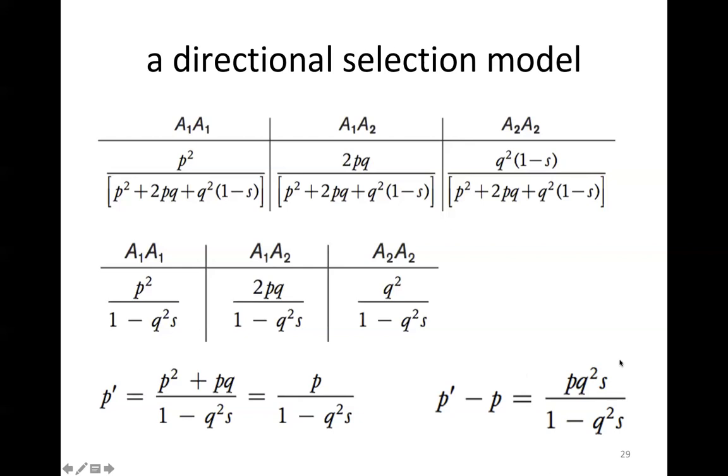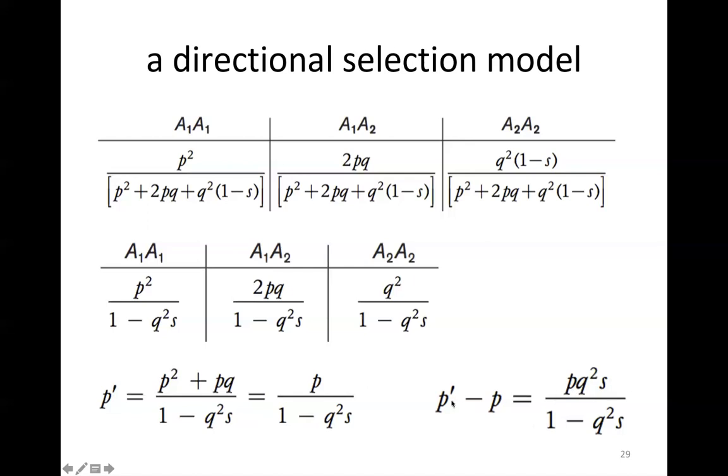It depends on p, as you see, and q is just 1 minus p. So it depends on the allele frequencies. q is not something independent. It depends on p, and it depends on s. The higher the s, the larger the value here will be, and the higher the s, the smaller the denominator will be. So the stronger the selection coefficient, the higher the change in allele frequency from one generation to another should be, right? That is obvious.